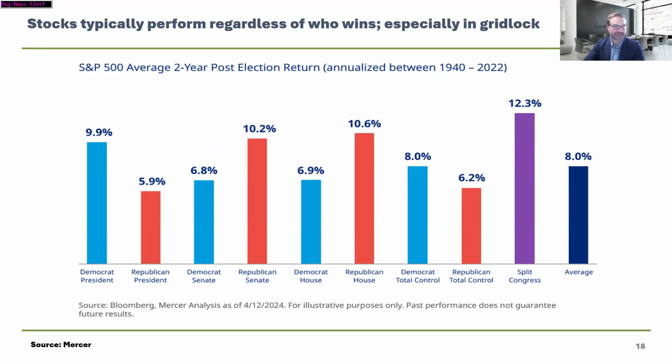So we're looking at data. This is average returns over a 2-year period post-election, going back to 1940. There are a lot of positive numbers here. Whether it be a Democrat president, Republican president, or divided government, a split Congress seems to be the best case scenario, at least historically. But on average, regardless of who wins, equities typically will perform.